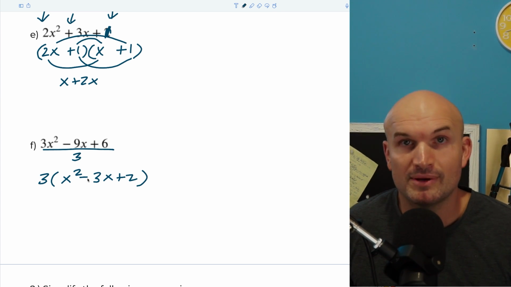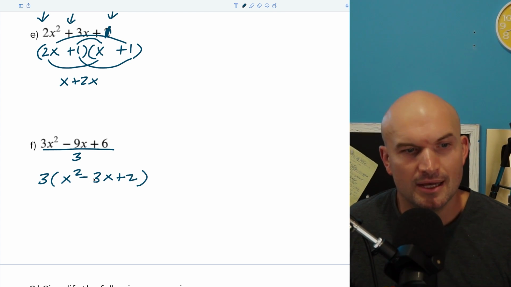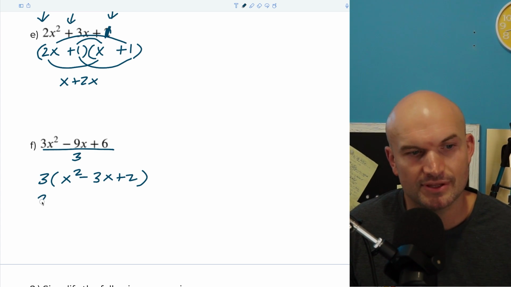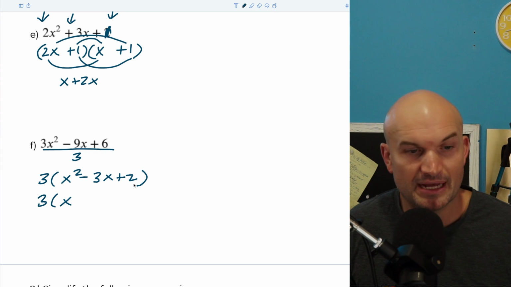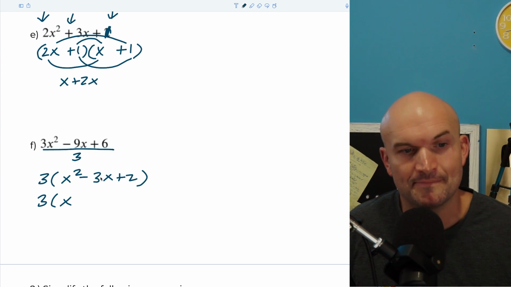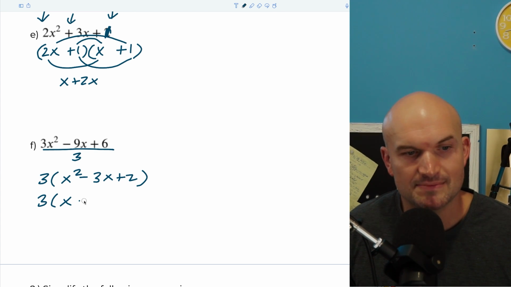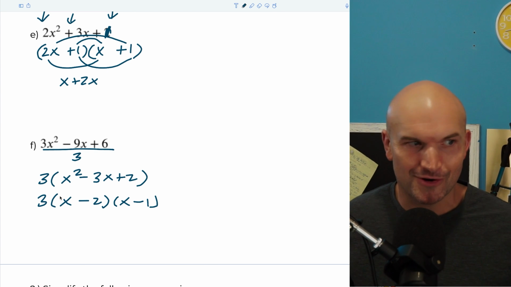Now again, we want to say, what two numbers multiply to give me 2, but add to give me negative 3? That's obviously going to be a 2 and a 1. So therefore I have a 3 times a what? Now they both need to be negative, right? Because they need to multiply to give me positive and add to give me negative. So therefore that's going to be x minus 2 times x minus 1. Hopefully I didn't need to explain myself too much on this one.